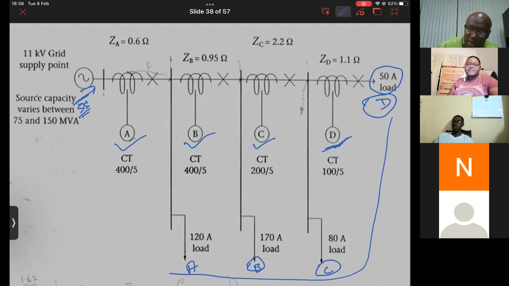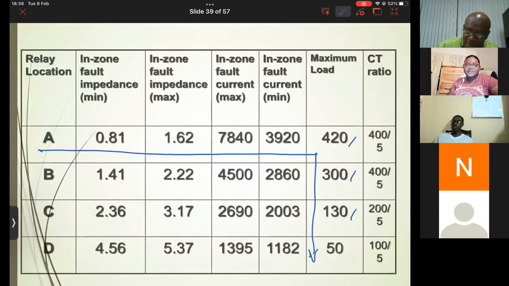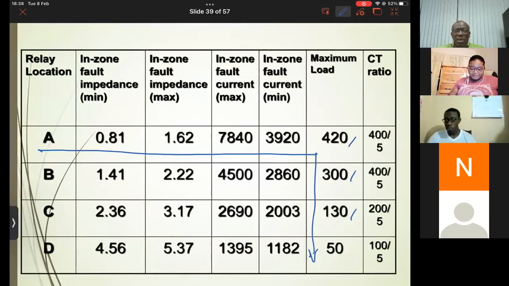All right? So that's how we get the 50, 130, 300, 420. We were already given the CT ratios, so we're not going to change that.